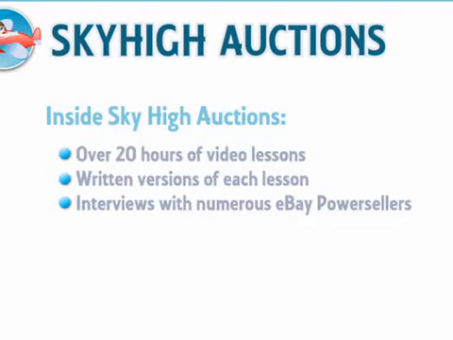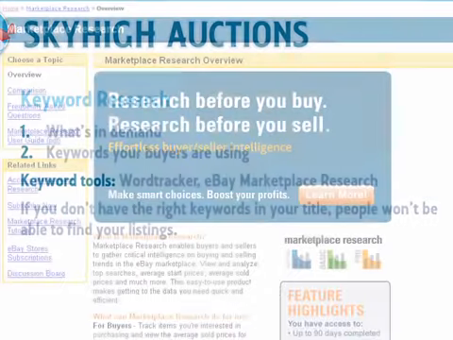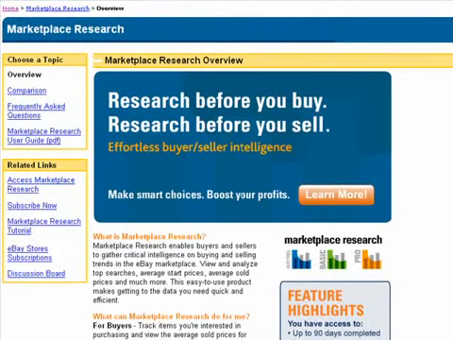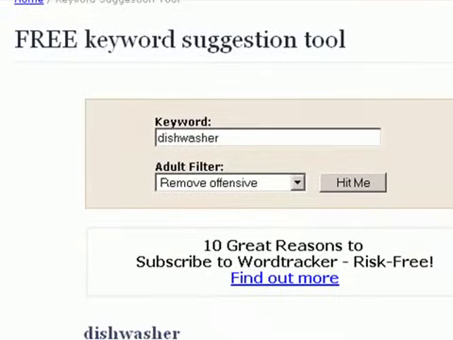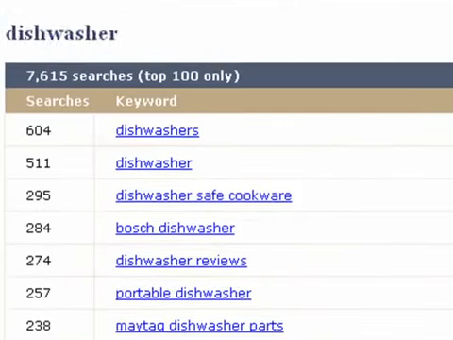Let's start with how keyword research can help you increase your leads. The easiest way to research top-performing keywords is to use eBay's Marketplace Research tool, plus other online keyword research tools, such as www.freekeywords.wordtracker.com. These will help you find out what people are actually searching for.